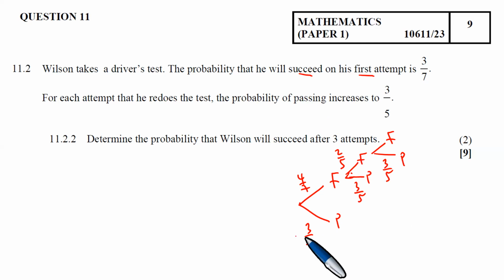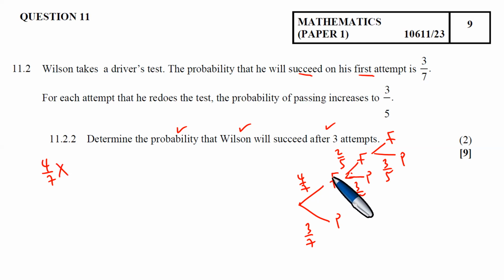Okay? Look, the probability that Wilson will succeed after 3 attempts would be what? If he succeeds exactly after 3 attempts, it would mean a couple of things. Just look at a rough tree diagram there. It would mean that the probability that Wilson succeeds after 3 attempts starts with 4 out of 7.